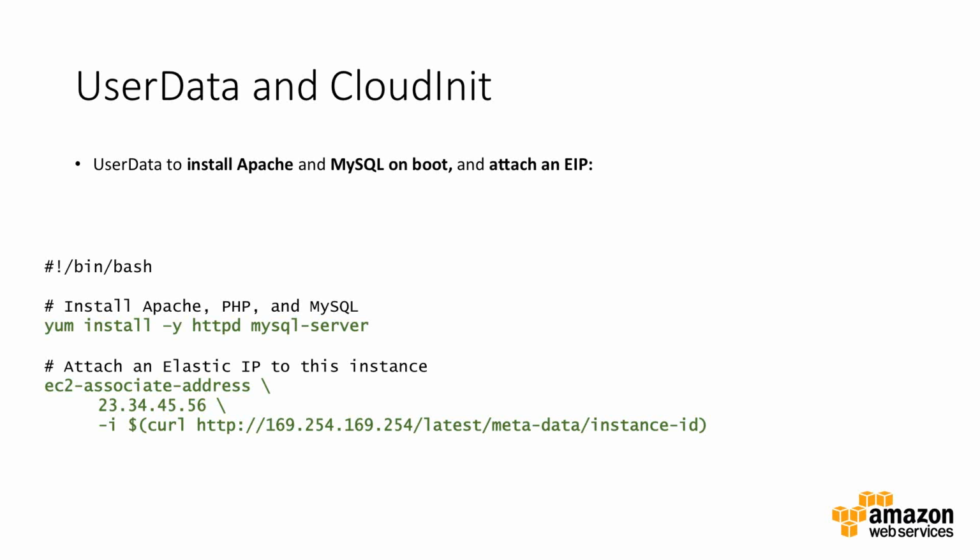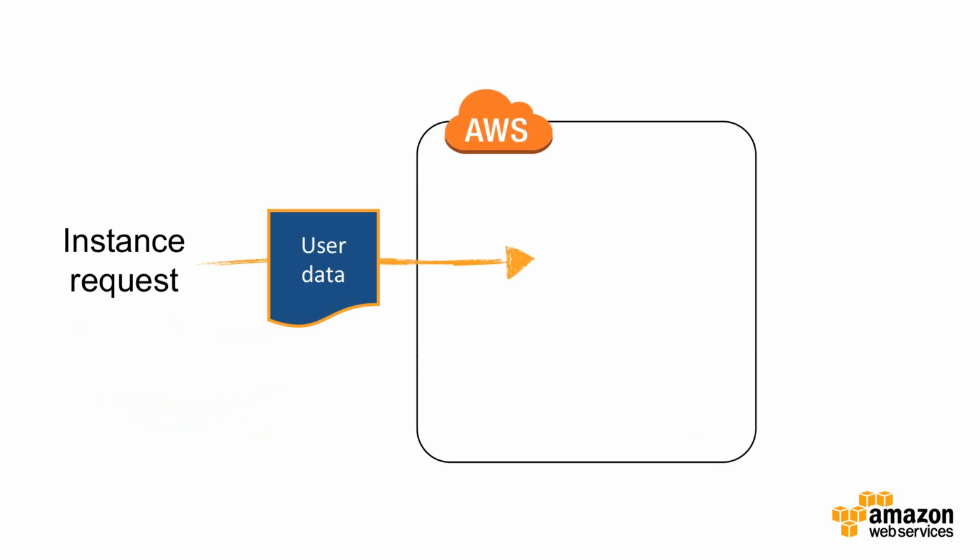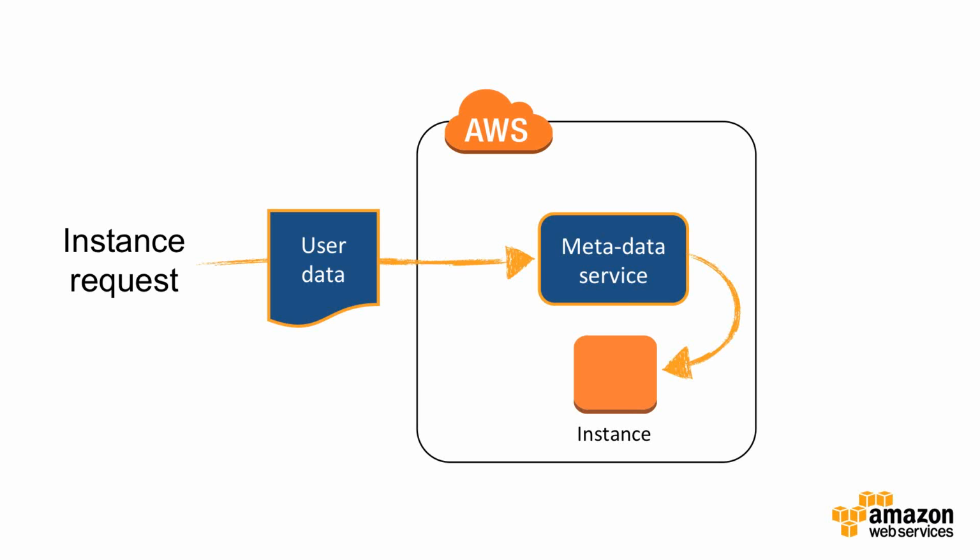So you can actually do this on the fly for all instances if you knew which IP address you wanted to assign to it. What that basically looks like is, when there's an instance request, you pass user data. The user data will call the metadata service, and then using the metadata service, they would launch the instance with that data.